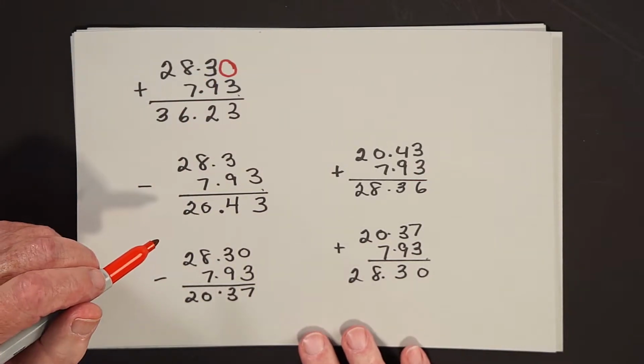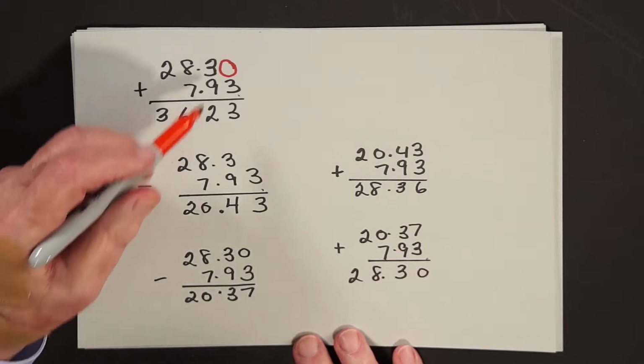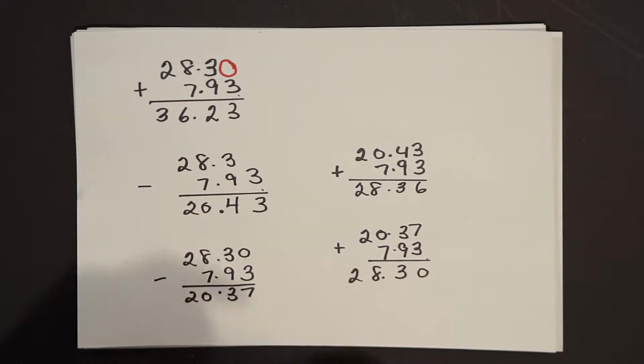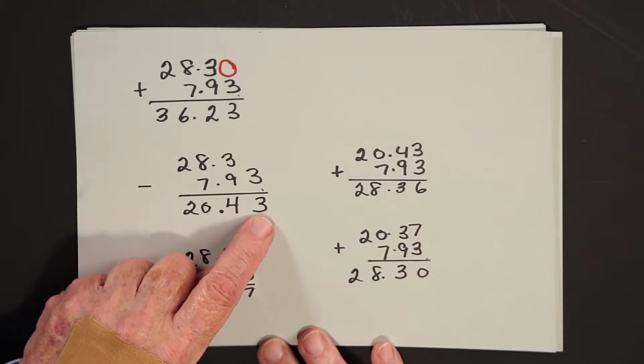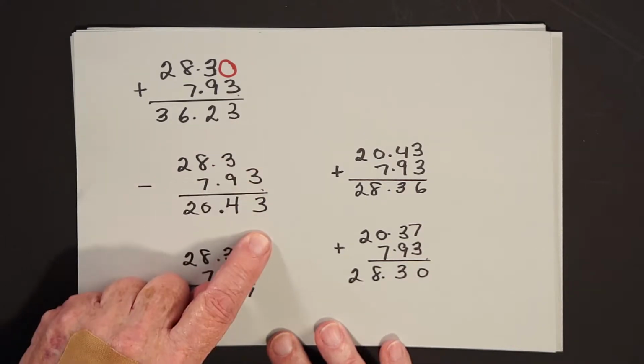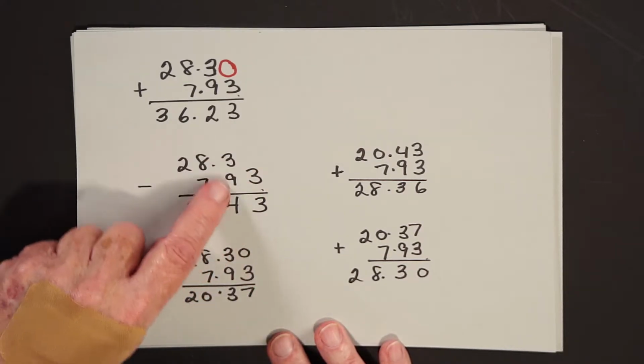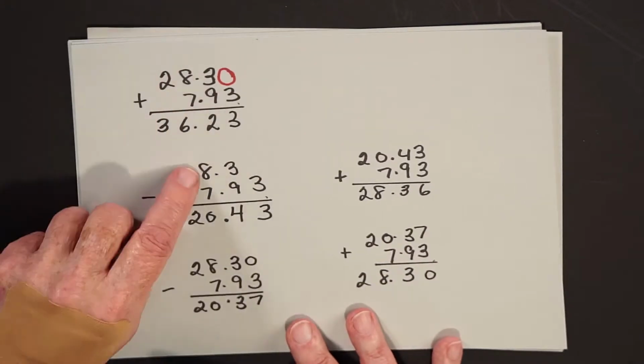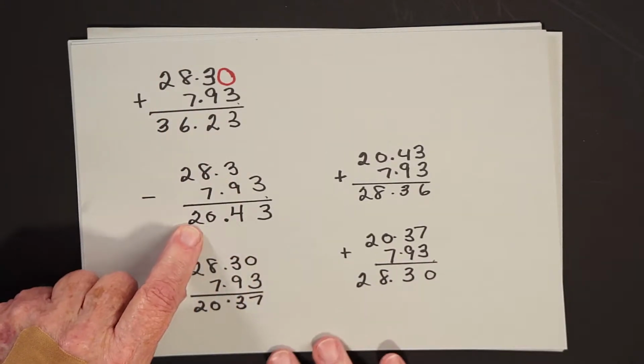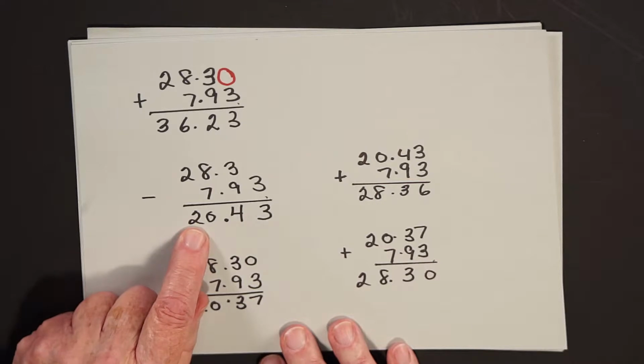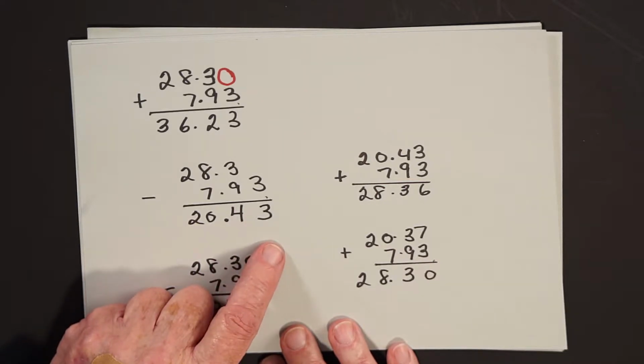But let's suppose we were subtracting instead, and the student still had this gut feeling that since there was nothing over here, I just bring this down. They would bring down the 3 and then subtract in the usual way. They would take 9 from 13, etc. We don't have to go through the steps. And you would arrive at 20.43 as the answer.